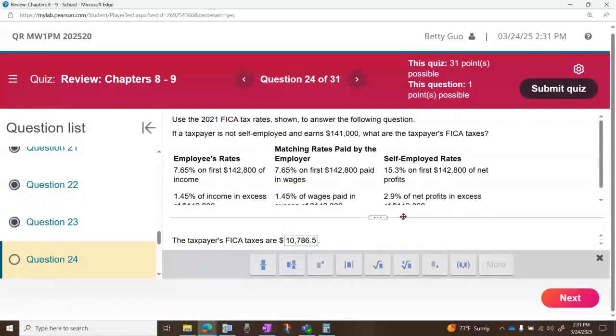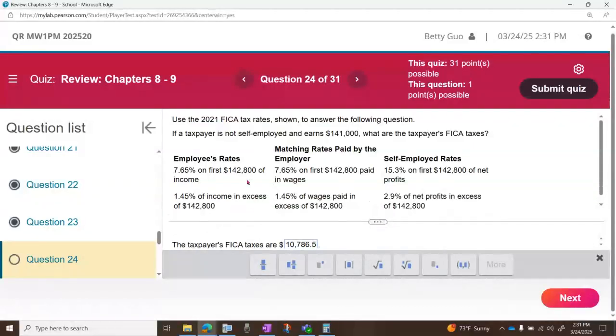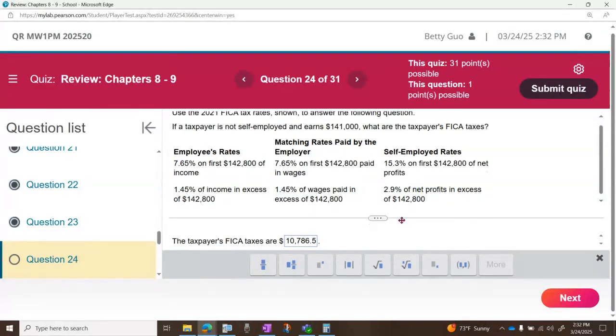Important thing we need to know. There are two brackets, but there's only one bracket applied to this taxpayer, because this taxpayer's gross income is lower than the maximum of the first bracket. So we only need to apply the first rate. It's a very simple percent problem.